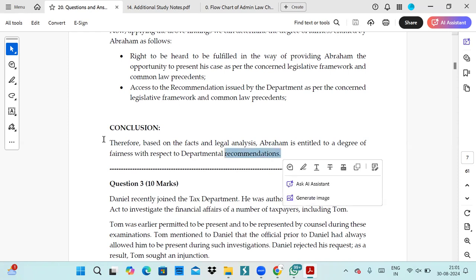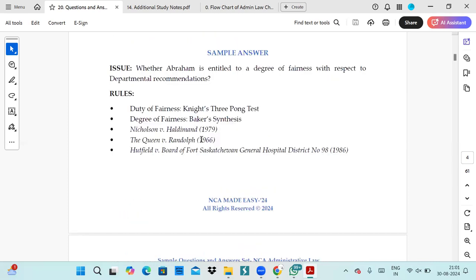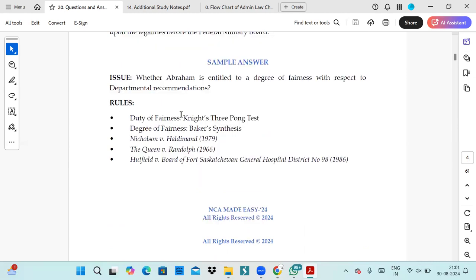And for the conclusion, always keep it short, two to three lines maximum. In the conclusion you are basically giving the direct answer to your issue. The direct answer to your issue should be in your conclusion. You are not supposed to bring any new thing and explain it in the conclusion. You are only writing a direct yes or no kind of answer for your issue. You will be putting it after the analysis.